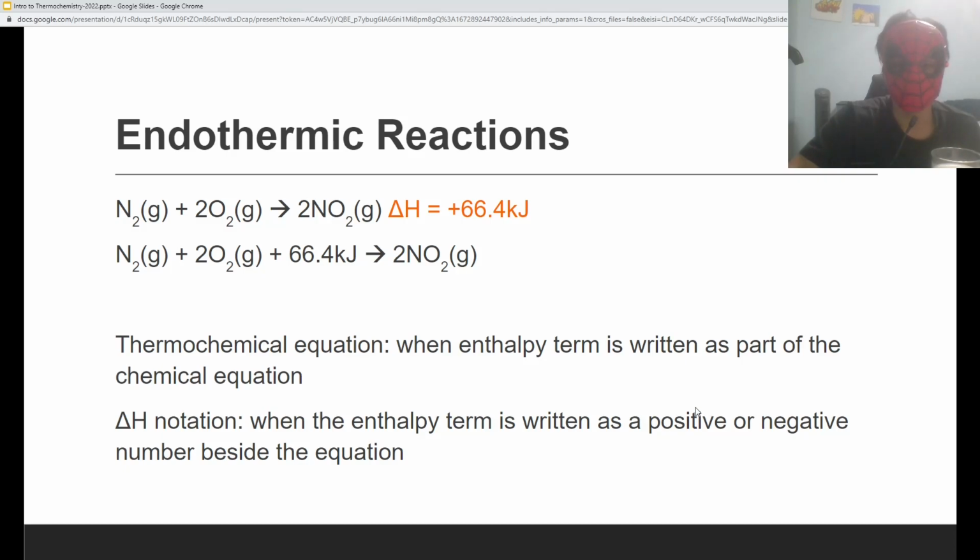The enthalpy change of a reaction can be written as part of the equation or in delta H notation. Delta H notation is when the enthalpy is written either positive or negative next to the equation: positive if endothermic and negative if exothermic. When the enthalpy term is written as part of the equation, it will either be added to the product or to the reactant side of the equation. For endothermic reactions, the enthalpy is added to the reactant side, while in exothermic reactions, it is added to the product side.